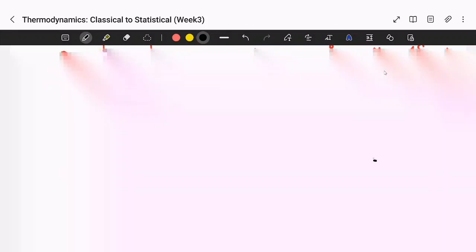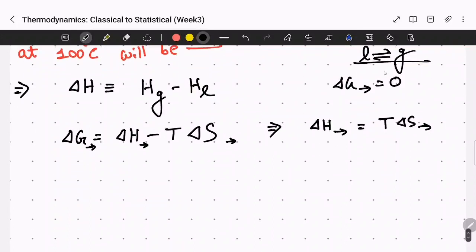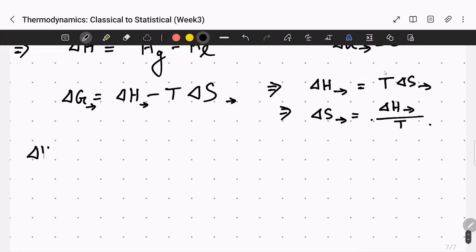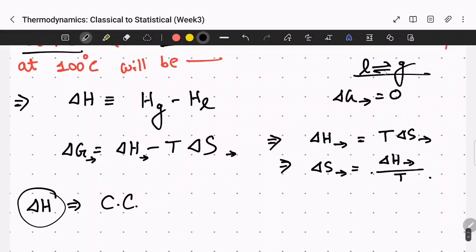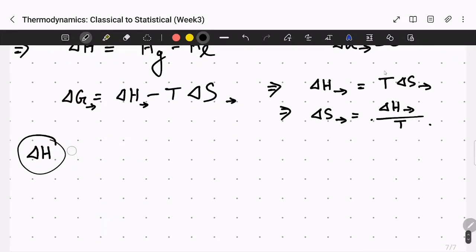Minus T del S minus T. So now we have to just calculate del H and then divide it by T. So del H we can calculate using the Clausius-Clapeyron equation here. Why Clausius-Clapeyron equation? Because it is liquid to gas. So directly we can use the Clausius-Clapeyron equation.